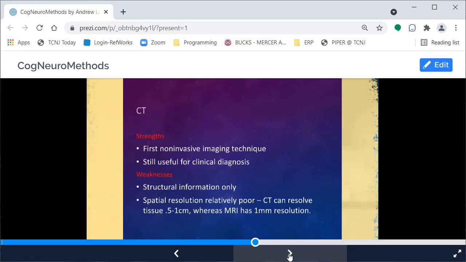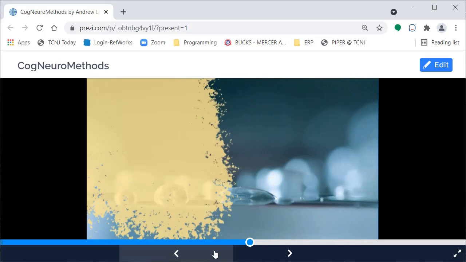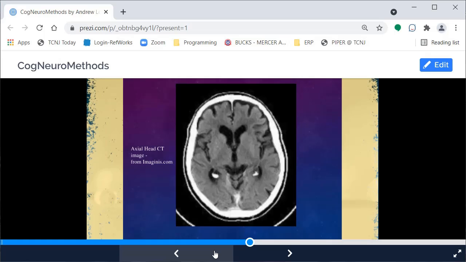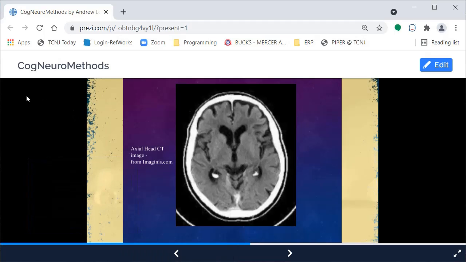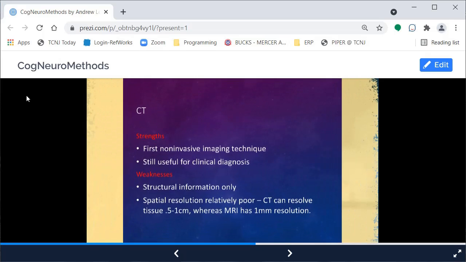Now, the weaknesses, for our purposes of understanding brain-behavior relationships, are that it only provides structural information. So you can look at the size of the structures, see if they're there, but we don't know how they're functioning. So for example, in this image back here, this could be an image of a person whose brain is either living or dead. We don't know because we don't get any functional information or temporal information about the activity. So that's a significant weakness.